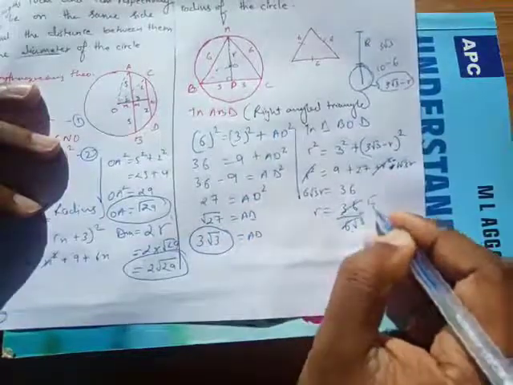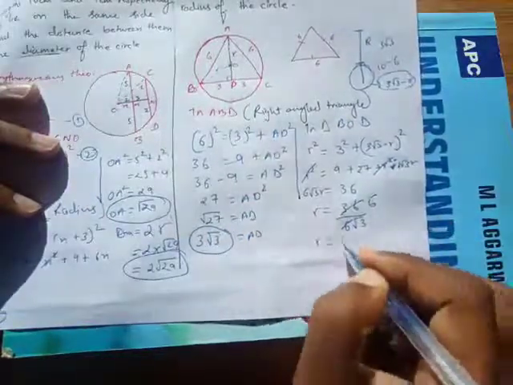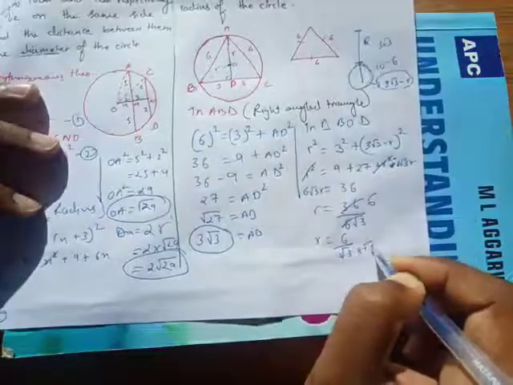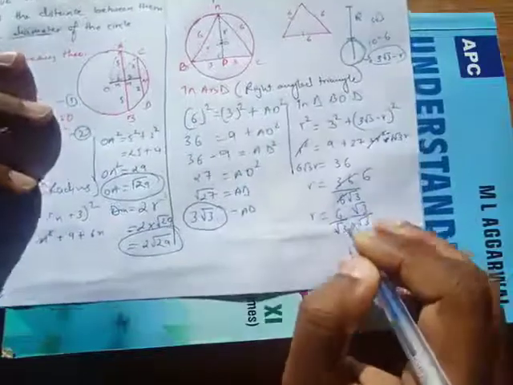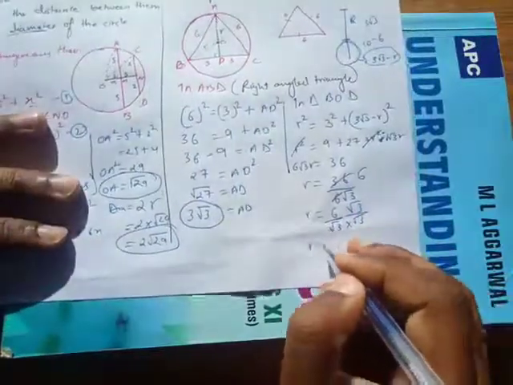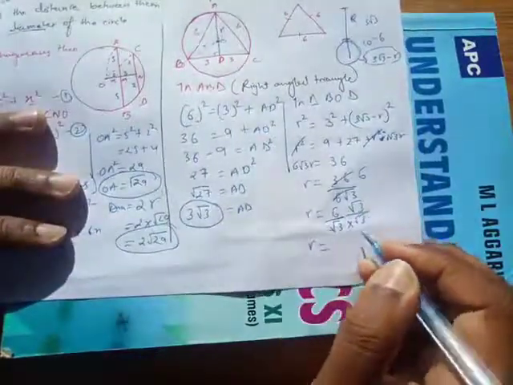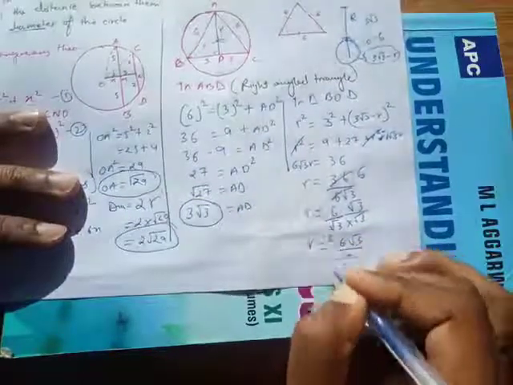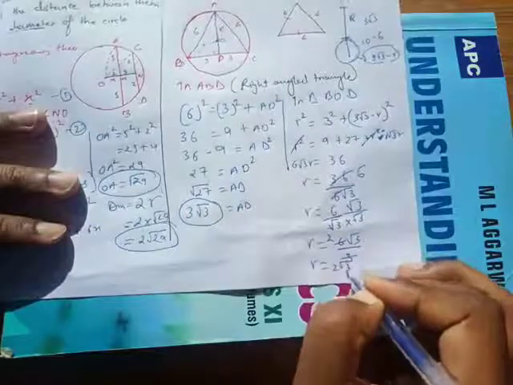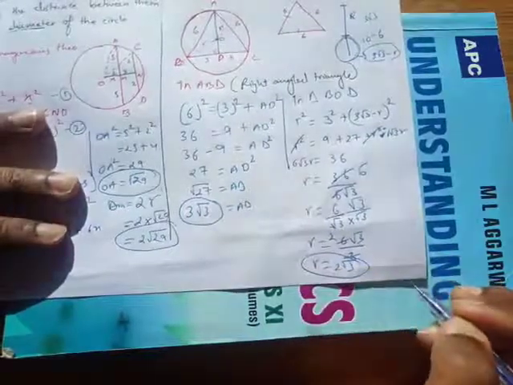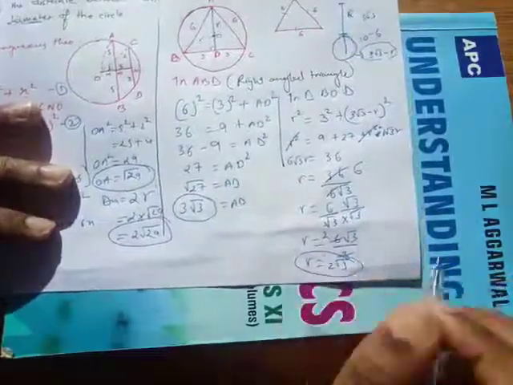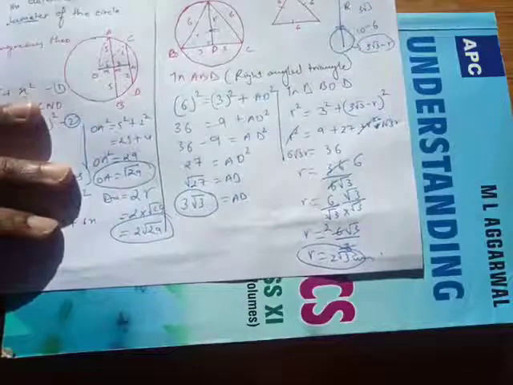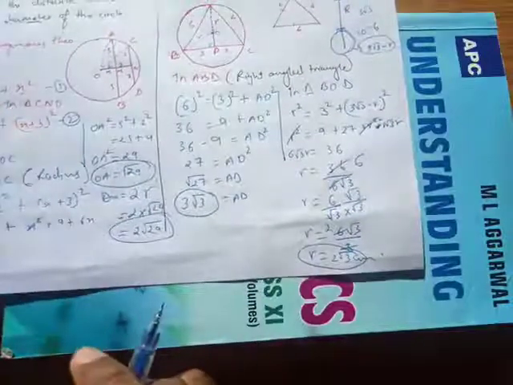So 6 6s are 36, and then R is equal to 6 root 3, and I can rationalize this root 3 upon root 3, and then what will I be getting? R is equal to 6 root 3 upon 3. So R is equal to 2 root 3. You can leave your answer over here with centimeter. Okay, R is equal to 2 root 3 centimeter.